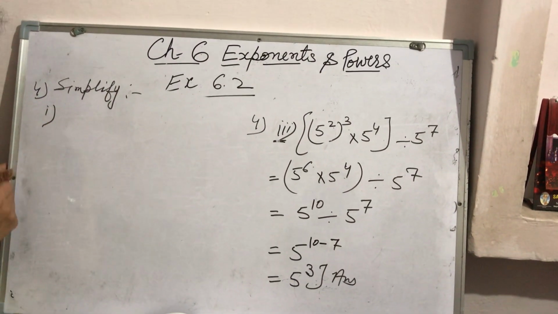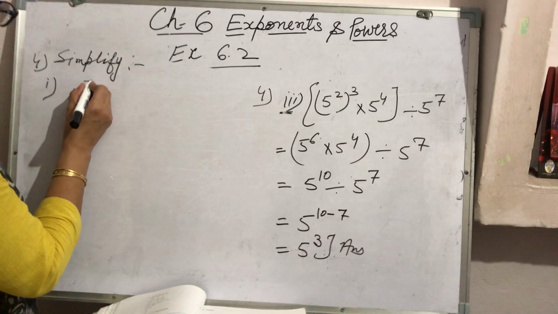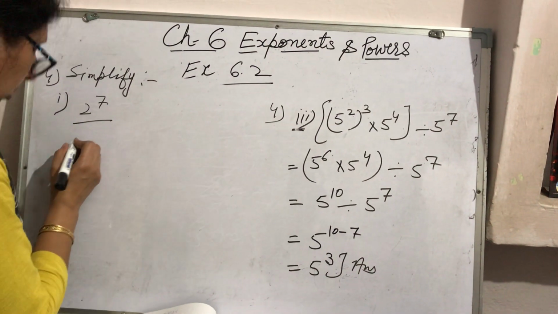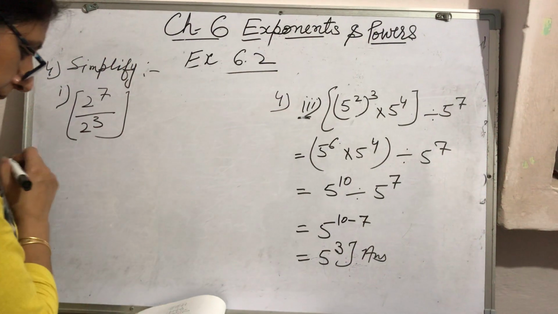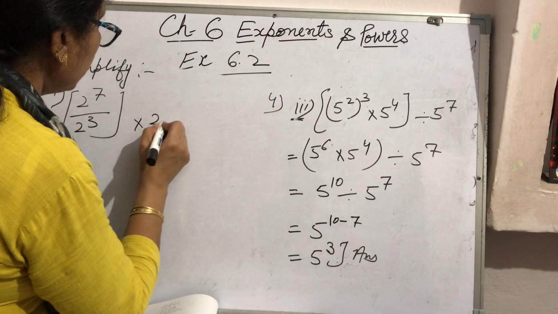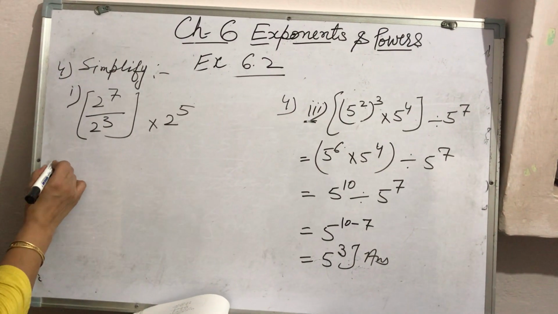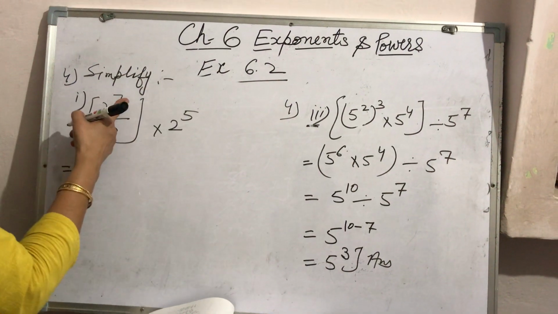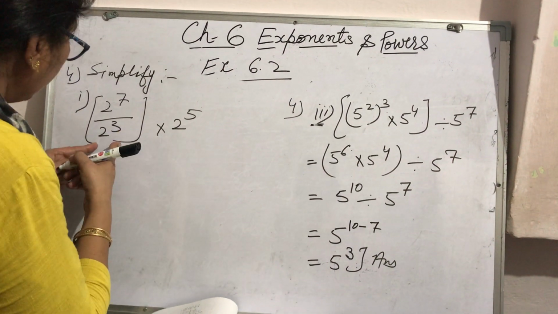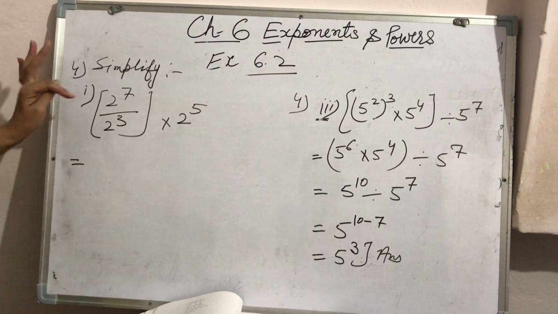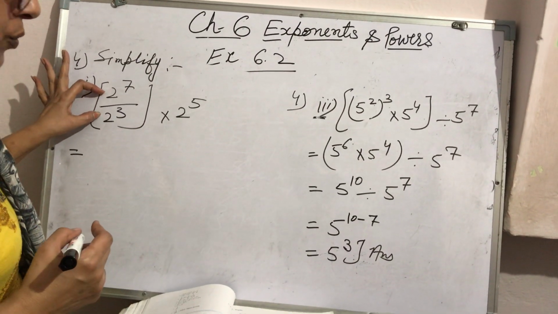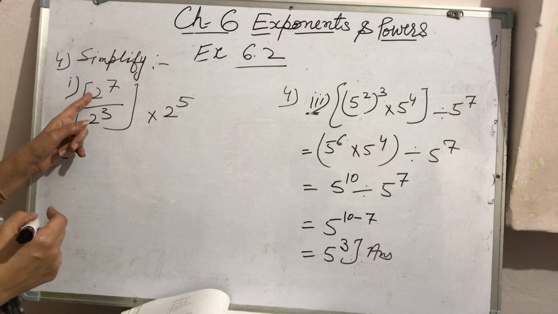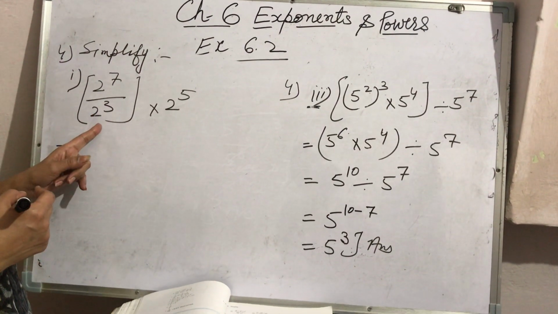First part, 2 raised to power 7, 2 raised to power 3, multiply 2 raised to power 5. Now 2 raised to power 7 upon 2 raised to power 3. What does it mean? Upon means it is in division form. So we have to subtract these powers. If it is in division form, we have to subtract the powers.